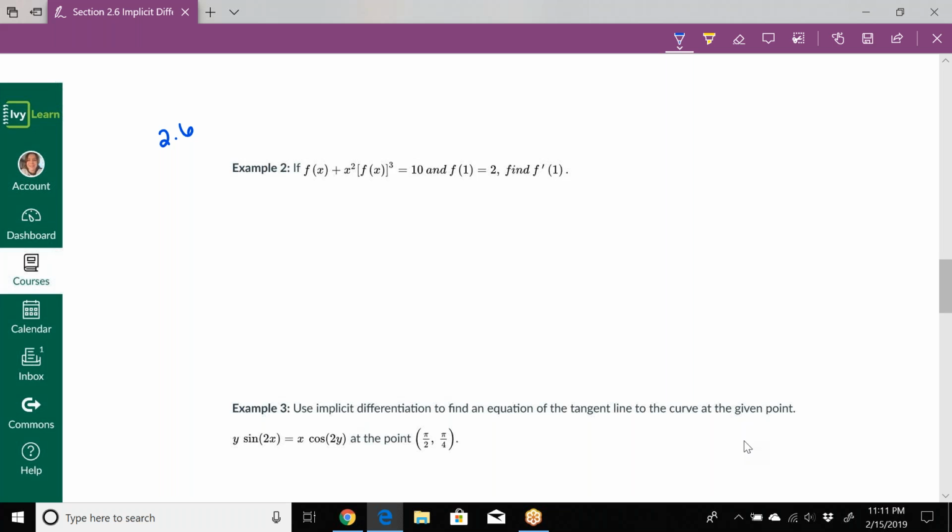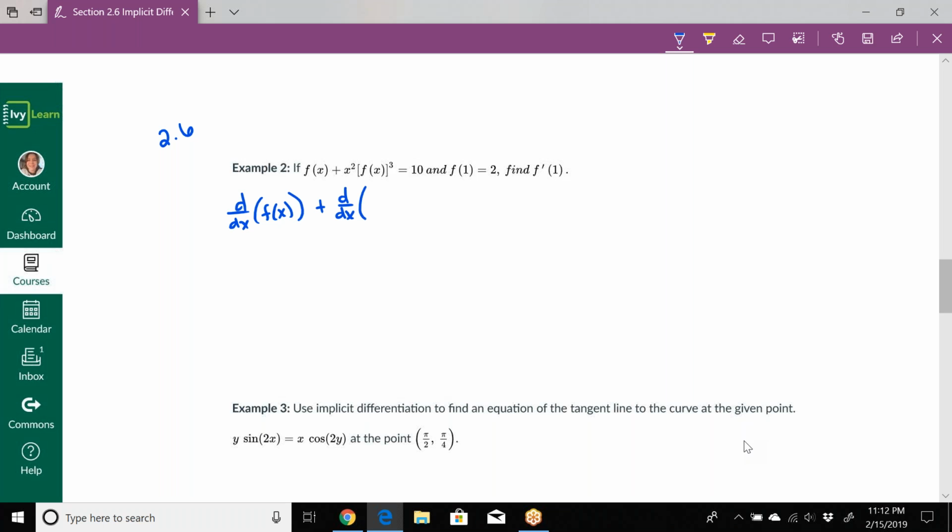A lot of students have a harder time recognizing this because they don't see the y, but remember f of x is y. So I'm going to do this with the f of x intact because I feel like you need to practice it with multiple notations, but you could change the f of x's to y and do it that way as well. So since we're taking d dx of this, we're going to write that in front of each term of this equation.